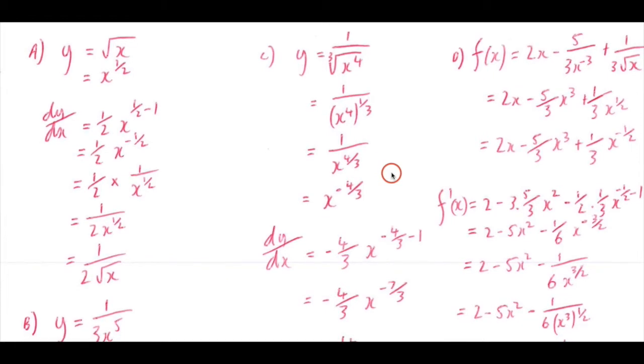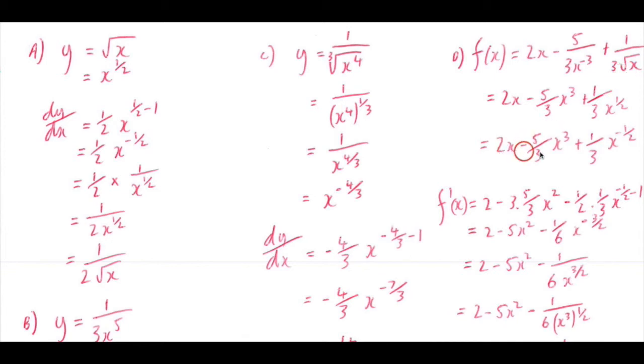Okay, let's take a look at D here, which is a little bit more complicated. f of x is equal to 2x minus 5 over 3 lots of x to the power of negative 3 plus 1 over 3 lots of the square root of x. I just want to rewrite everything so that the x's are up the top. So I have 2x, which is no worries, minus 5/3 of x to the power of 3. So I've just lifted the x up and changed it to a positive power. Plus 1 over 3 lots of x to the half. So I've just got rid of the radical sign that was originally here.